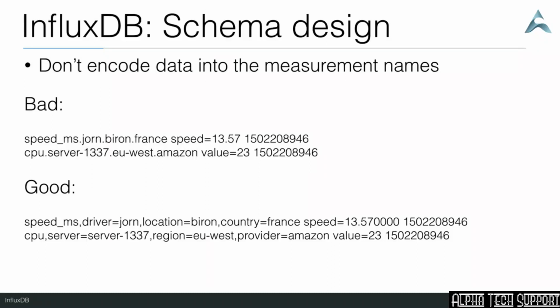Unlike a graphite-style measurement storage system, in InfluxDB it's not a good idea to encode data into the measurement name. As you can see, speed.milliseconds.yorn.biron.france speed equals, that's really a bad idea. A good example is below. It's split up into tags. If you store it in the measurement name, it's going to significantly restrict your ability to query the data later on.